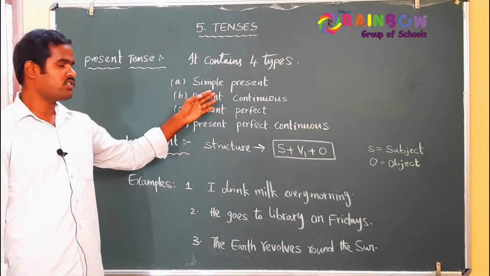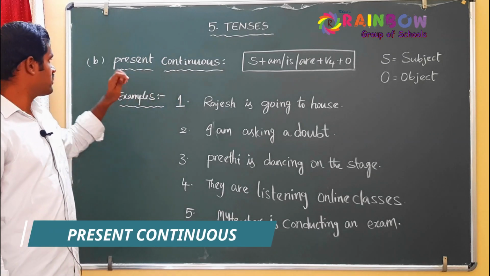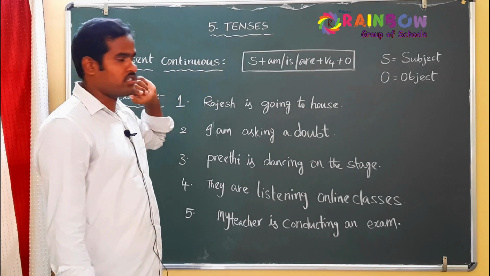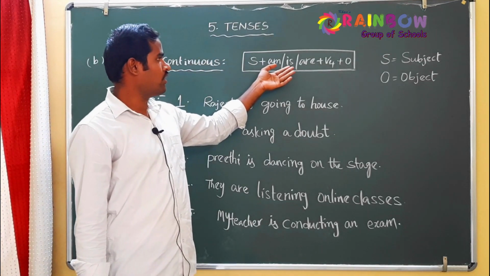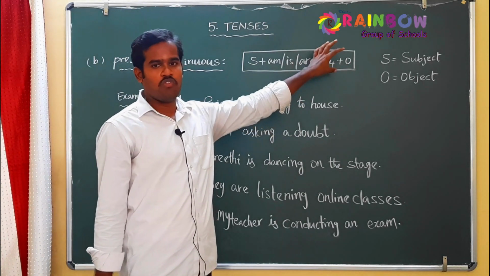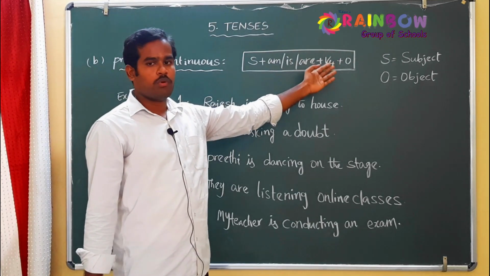Let us get into the second one. Now let us discuss the second type in present tense. The second type is present continuous form, and here is the structure. What is the structure? Subject plus am or is or are plus verb 4 plus object. Verb 4 is nothing but the ing form, which is known as present progressive form.